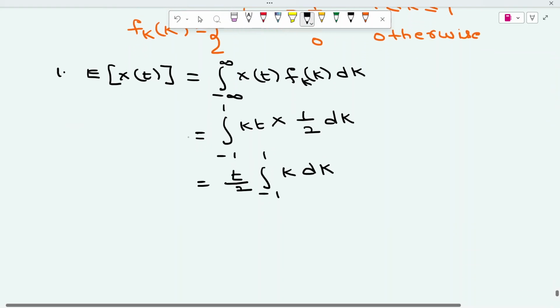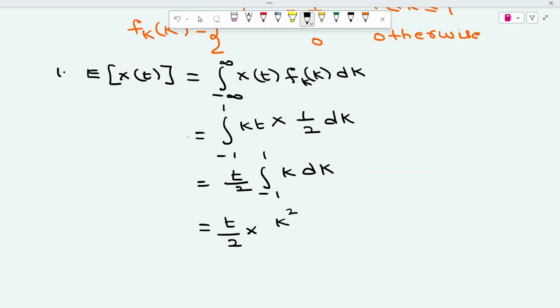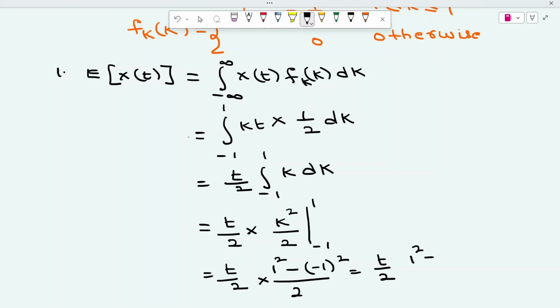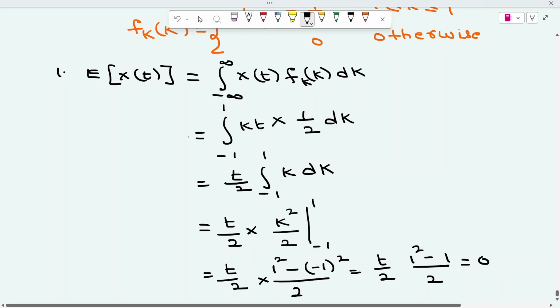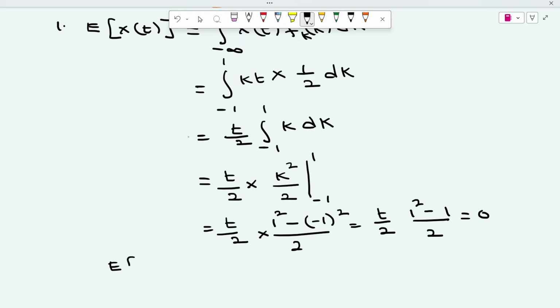Integration of k is k square by 2. So t by 2 into k square by 2, and the limits are -1 to 1. If we substitute the limits, t by 2, upper limit is 1 square minus of -1 whole square, by 2, which is equal to t by 2 into 1 minus 1 by 2, so 1 minus 1 is 0. So the first condition, expectation of x of t is equal to 0, which is a constant. So the first condition is satisfied.